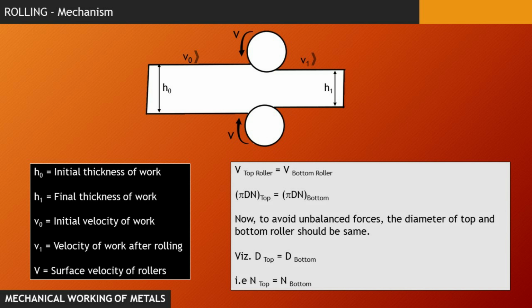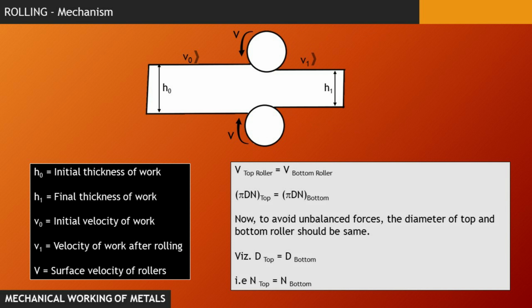Now in this whole process, there is bound to happen some unbalanced forces. So to counter those unbalanced forces, we need to provide similar velocity of top and the bottom roller. And since both the rollers are rotating in opposite direction, the top roller is rotating anti-clockwise, whereas the bottom roller is rotating in clockwise fashion.